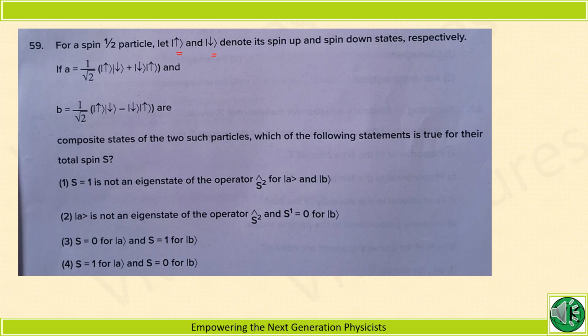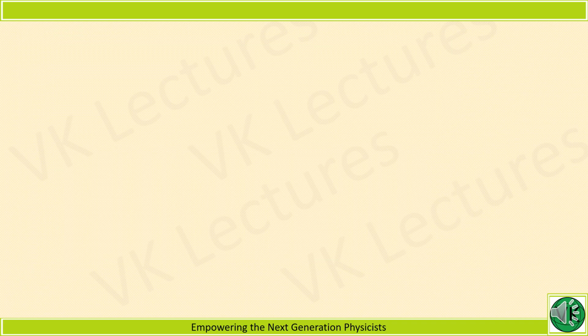Now let us discuss what A and B are. We have two spin states, one is up and another one is down. These two states combine to form the composites. So we have another state A such that it is a combination of these two.